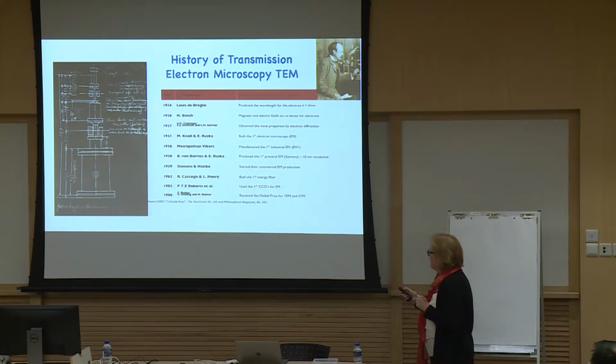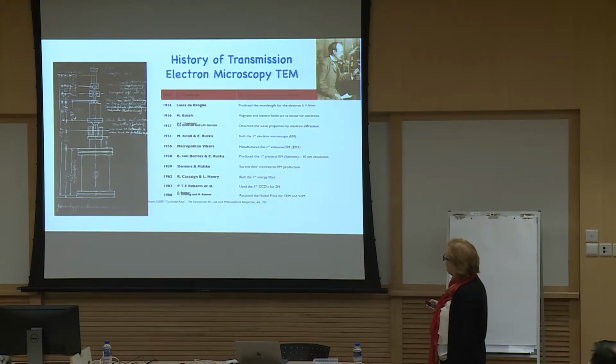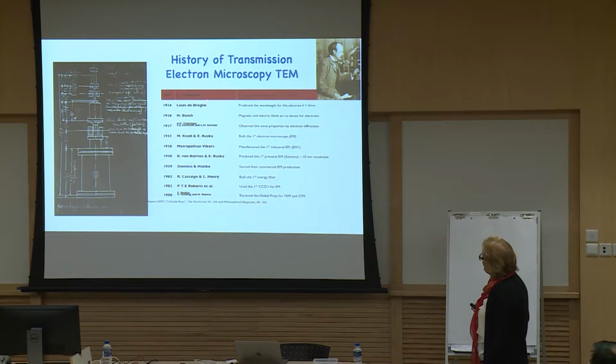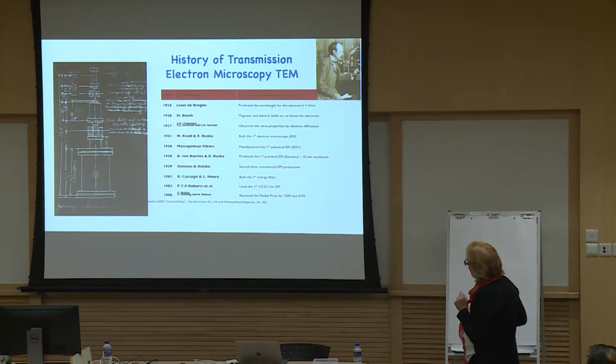So this is a drawing of the first electron microscope. As we said, J.J. Thomson discovered the electron over 100 years ago. Then they showed that magnetic and electric fields could act as lenses to focus the electron. And then the electron has a wave nature. And then in about the 30s, the first electron microscopes were built by Siemens.